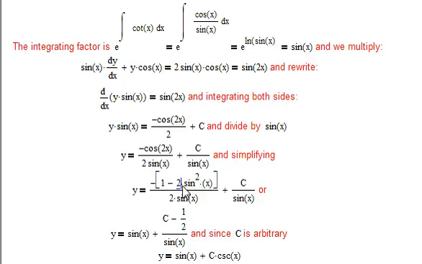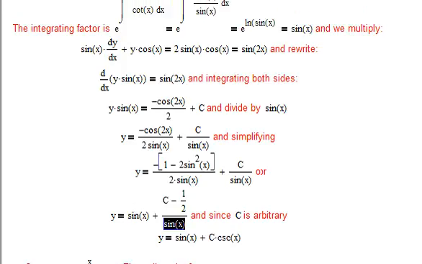sine of x, that's this one over this. And remember, that's minus a negative 2, so 2 sine squared of x over 2 sine of x is 1 times sine of x. And then this negative 1 over 2 sine of x, and then c over sine of x gives us c minus a half over sine of x. And remember, c is arbitrary, so it's going to be y equals sine of x plus some constant c times the cosecant of x.